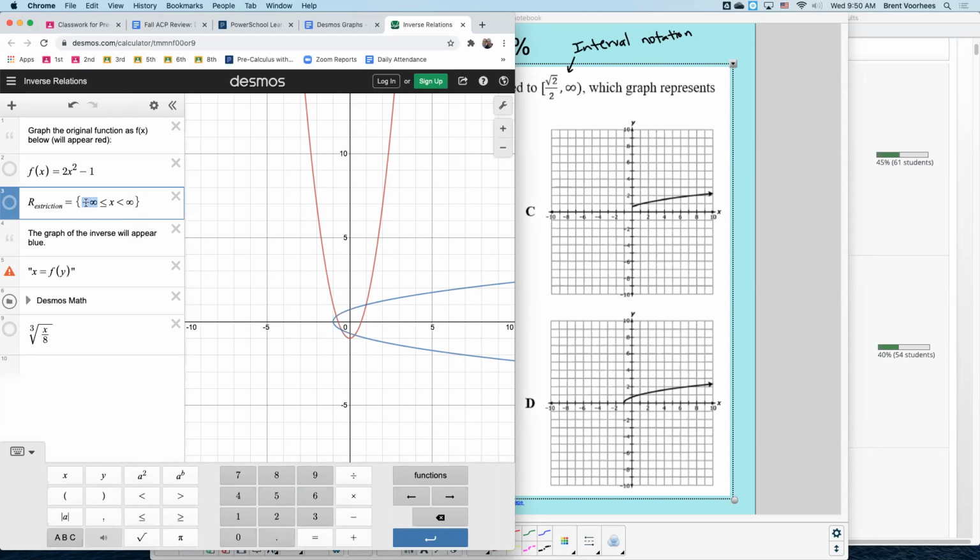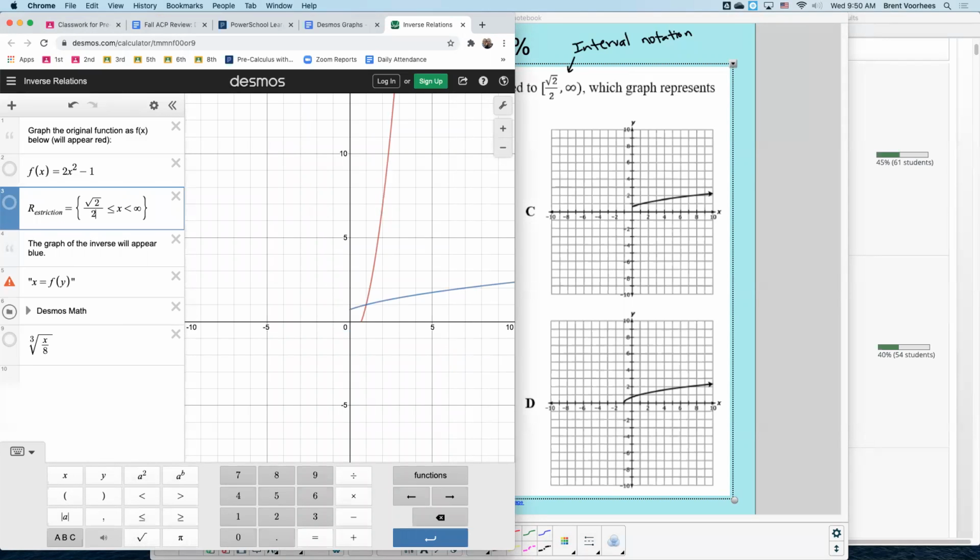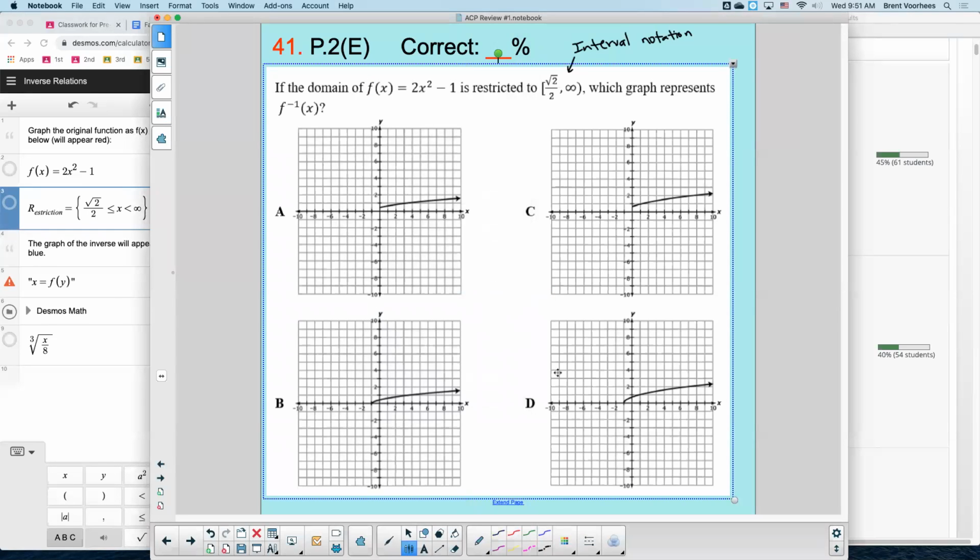So I'm going to come over here and change this to a square root. The normal square root is on the keypad, down near the bottom. So square root of 2, and I need to divide that by 2. So when I type in the restriction now, it shows me an accurate graph. So the blue starts on the y-axis. So I'll eliminate the ones that do not start on the y-axis. Those 2 are gone. So it's either going to be A or C.